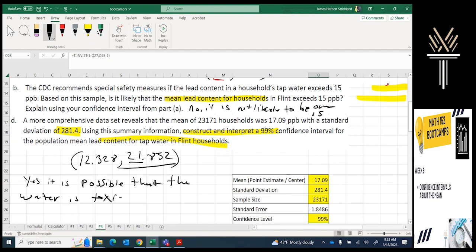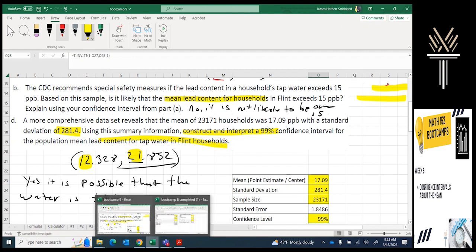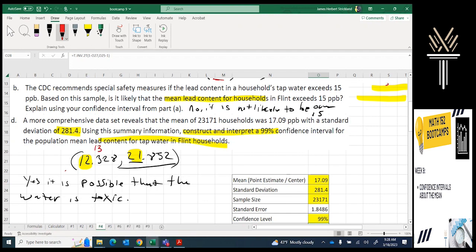But notice my language here. I'm not saying that I know the water is toxic. How come? Well, remember, we don't actually know what the average is. All we know is it could be as low as 12 point something, or as high as 21 point something. So it may in fact turn out that the water, if you went to every Michigan home, is only 13, right? Because that's in the interval.